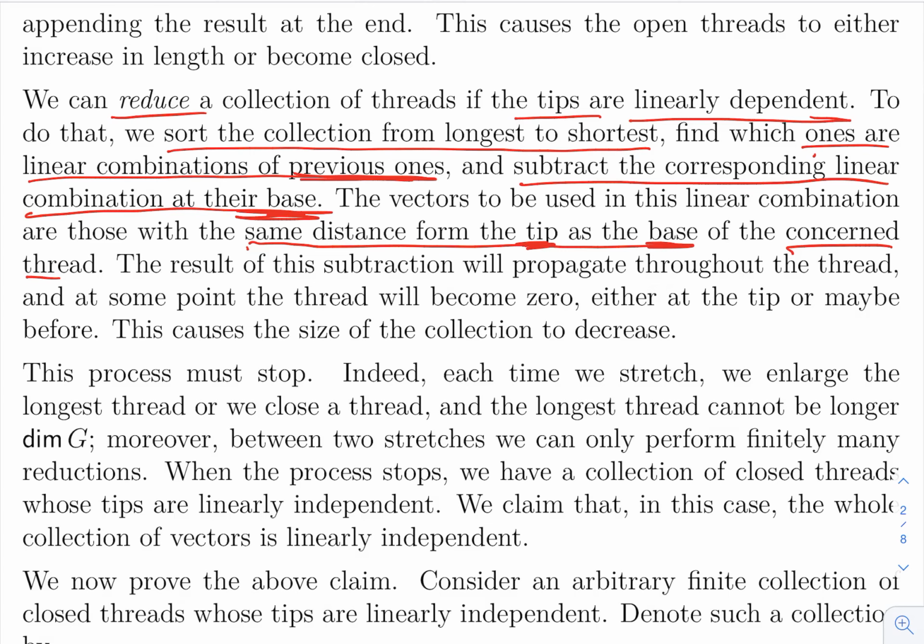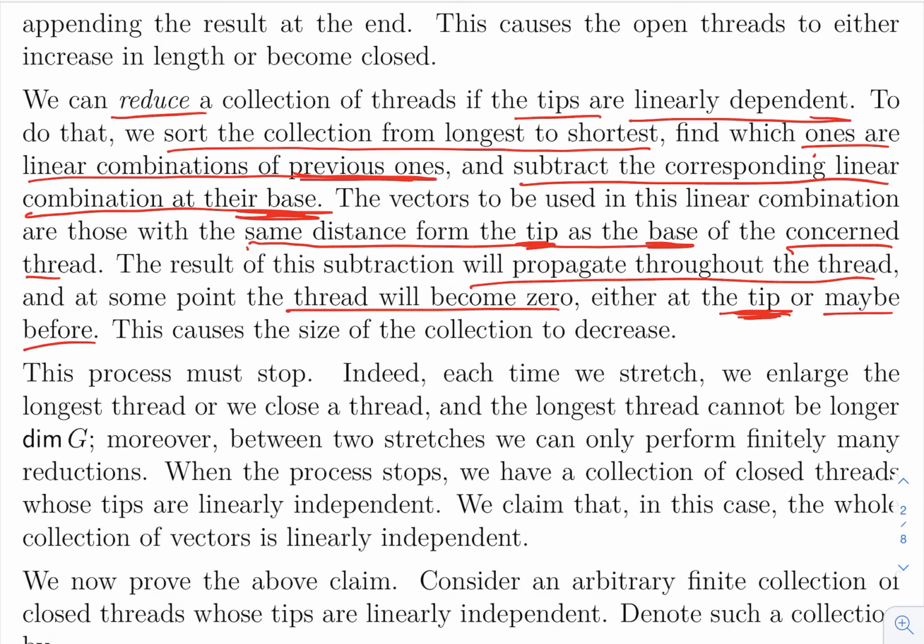And now you recompute the entire thread, which will basically mean that this linear combination will be subtracted at every level until you arrive at the tip of the thread. So this will propagate throughout the thread, and at some point this thread will become 0. At the tip, it's guaranteed to be 0, because this is exactly how you chose the linear combination, just so that this would happen. Okay? But maybe it will happen before.